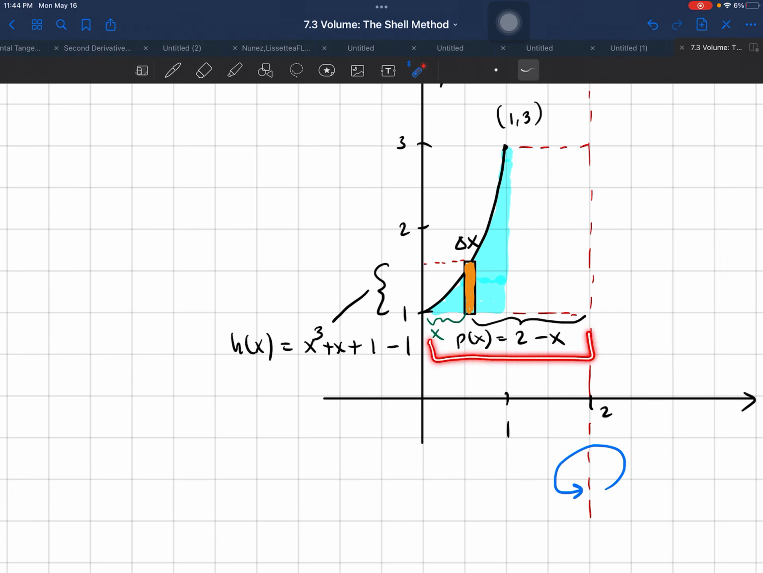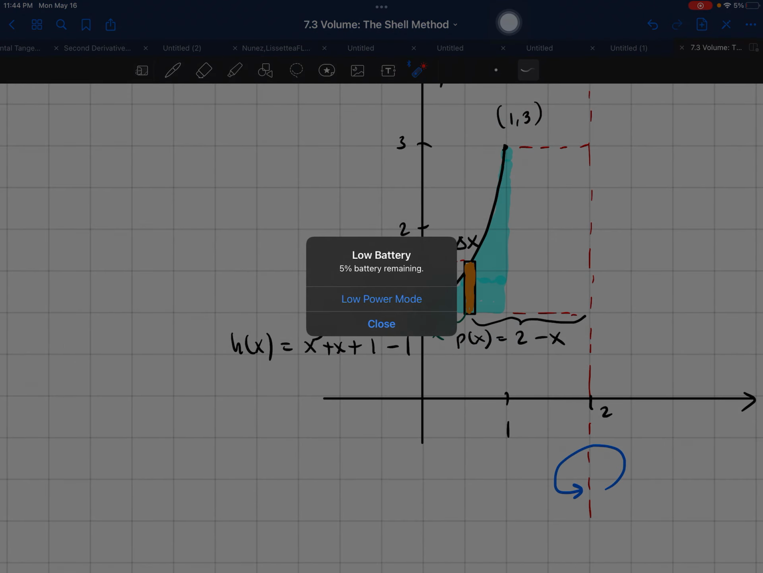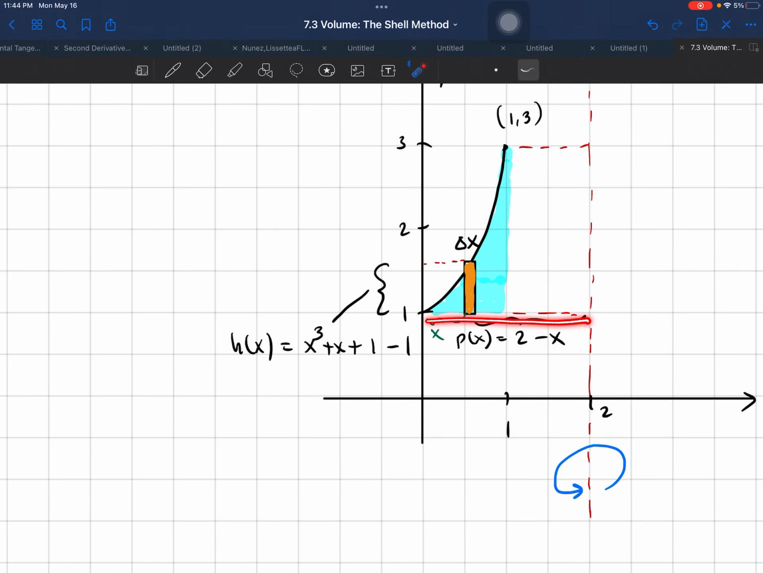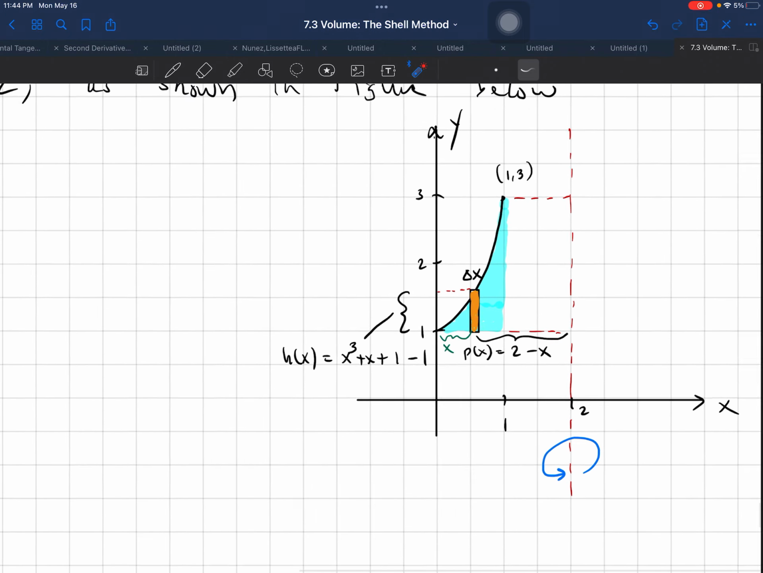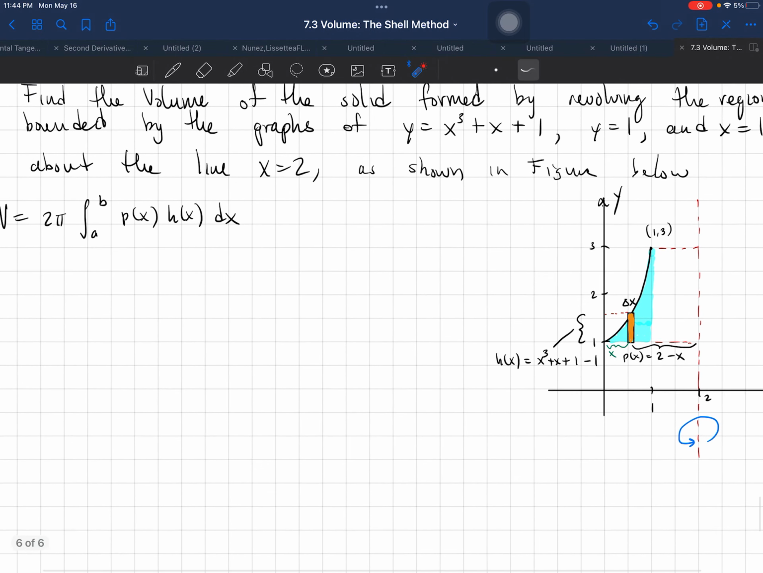Well, if this whole thing is 2, and you're trying to figure out this distance from here, then all you have to do is take 2 and remove this piece. So if this is 2, and you remove x, then you're left with this region right here. That sounds like 2 minus x. And there you go. That's all we need.